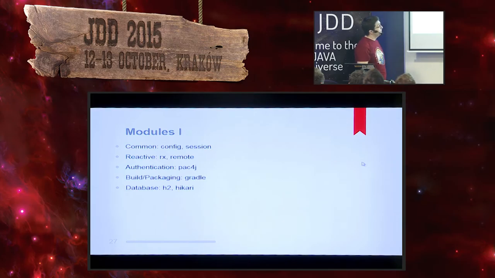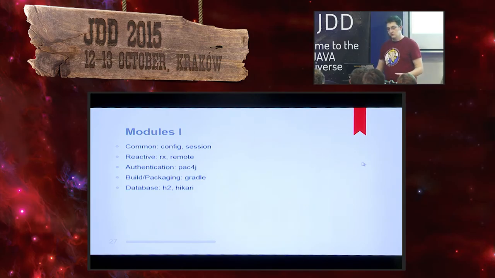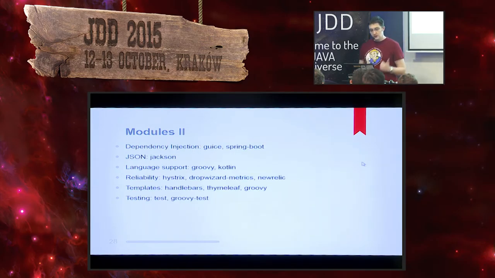Okay, so if we make an overview of the modules, not many of them can compare, for example, to the number of jars in Maven Central, but still there's quite a few. There's support for configuration injection from different sources, like environment and system properties, session management, reactive programming, asynchronous programming with the Rx module, Java Rx module and remote module, authentication through Pac4j. Also, the built-in packaging is supported by Gradle, even though, as I said, it could be done in Maven as well. You will just have fewer goodies, but because it's a library, it's possible to do that. Different in-memory databases and data sources. Dependency injection through Guice and Spring Boot. JSON through the Jackson library. It has a DSL language binding to Groovy. Also one to Kotlin.